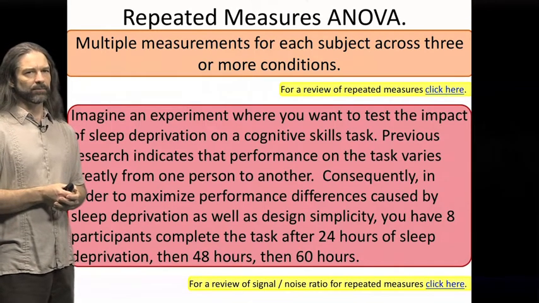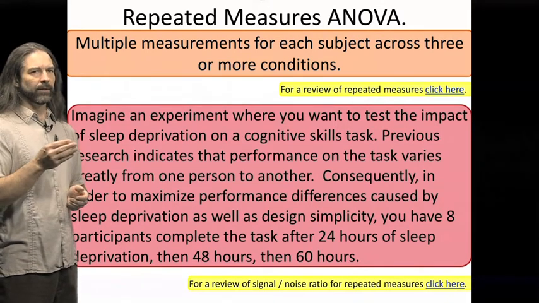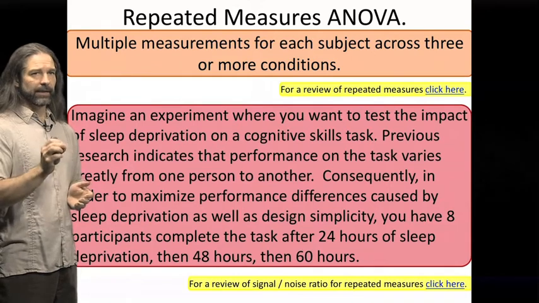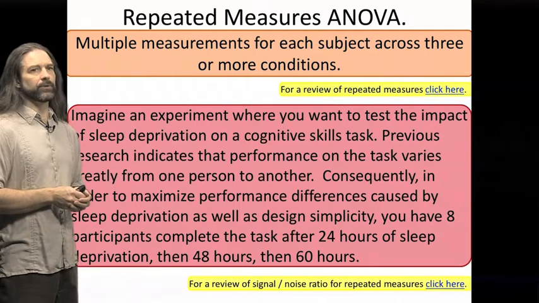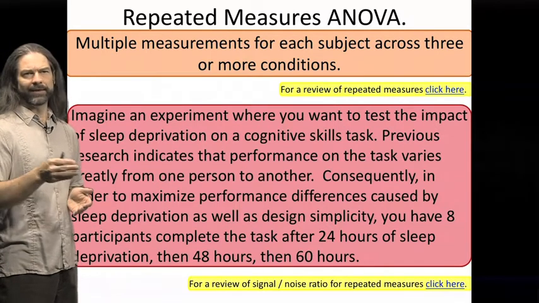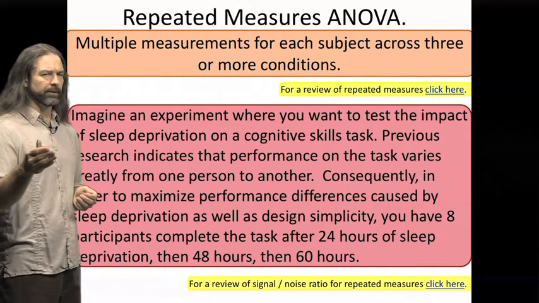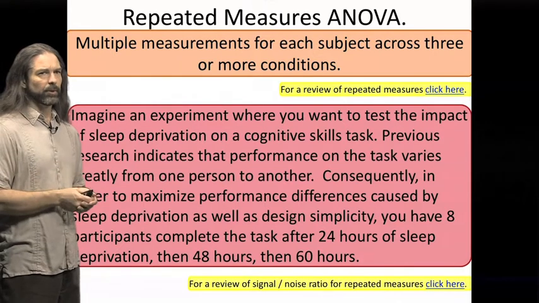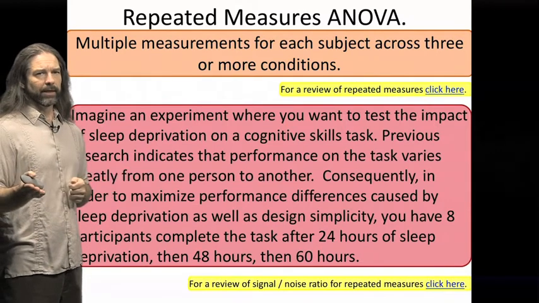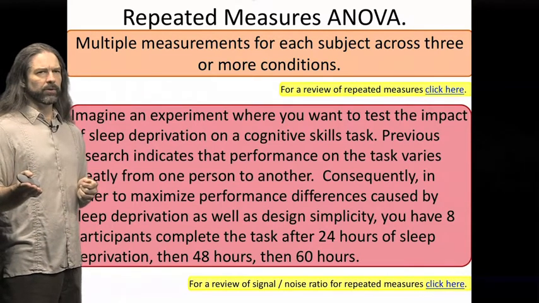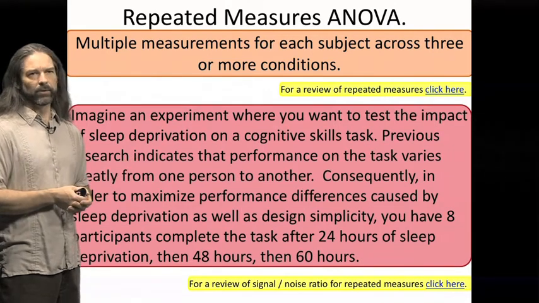So in order to maximize this, you bring in individuals and have them complete the task. These 8 individuals complete the task after 24 hours of sleep deprivation. Then the same 8 individuals do the task again after 48 hours, and then finally after 60 hours. Therefore, we are going to have variance or performance differences across those 8 individuals, but it will only be across the 8 individuals. If we had 8 individuals, and then a different 8 individuals doing it after 48 hours of sleep deprivation, then not only do you have the differences because of the difference in sleep deprivation, but you also have the differences because you're adding new individuals in that second task.